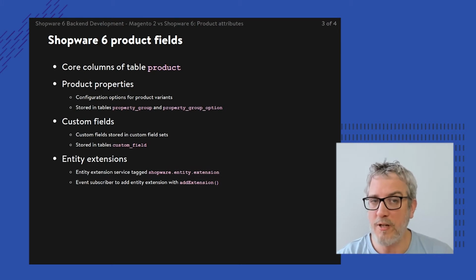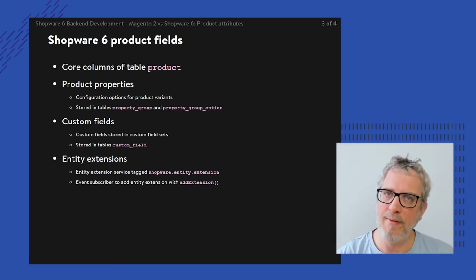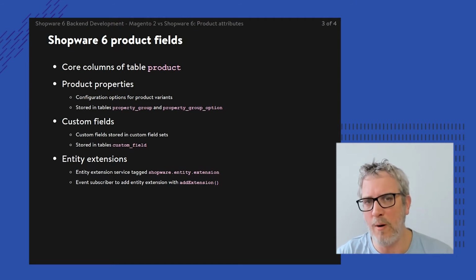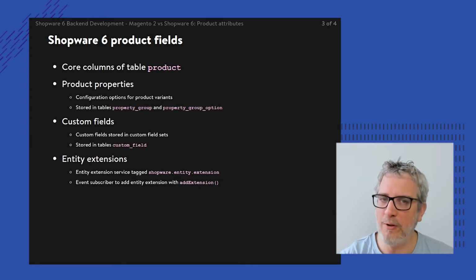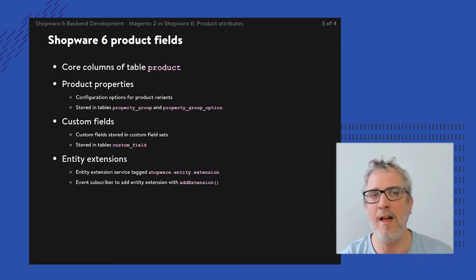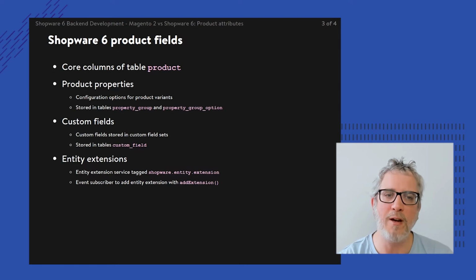Those properties are stored in separate tables, property group option, but that's beyond the point. The third type is custom fields, and that's comparable with the product attribute management that you know about the Magento backend. So as soon as you go into the Shopware administration, you can just add custom fields on top of a specific entity like a product. They're stored in a separate database table, custom field. But again, there's a couple of other database fields involved here as well.